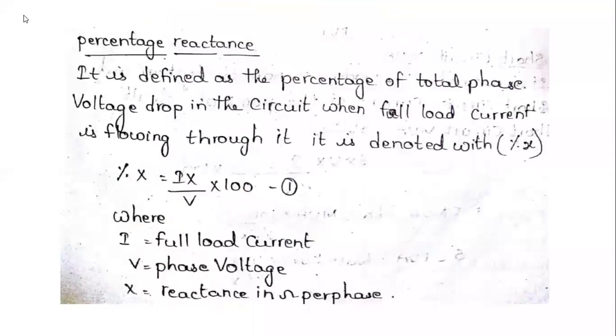Next, coming to the next derivation, that is percentage reactance. What is the formula for finding the percentage reactance? It is defined as the percentage of total phase voltage drops in the circuit when the full load current is flowing through. When the full load currents are flowing, we calculate the percentage of voltage drop that will be obtained in the circuit. It is known as the percentage reactance.